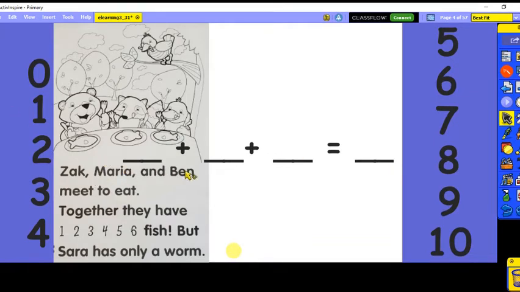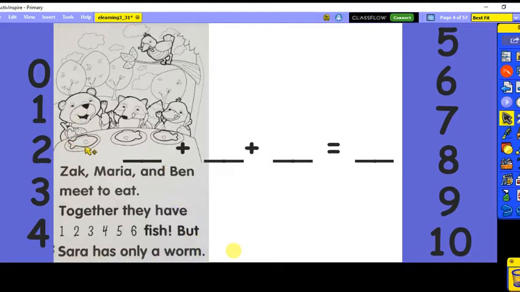Zach, Maria, and Ben meet to eat. They each had 1 fish, except for Sarah because she's a bird. She dropped hers. Zach, Maria, and Ben meet to eat. Together, they have how many fish? But Sarah has only a worm. So let's look and see.